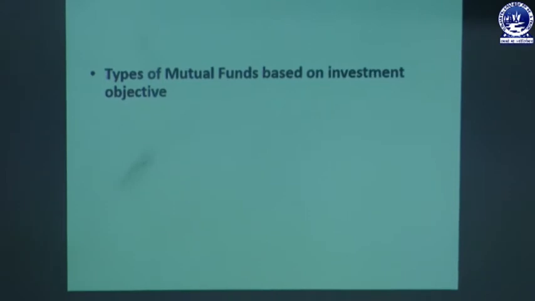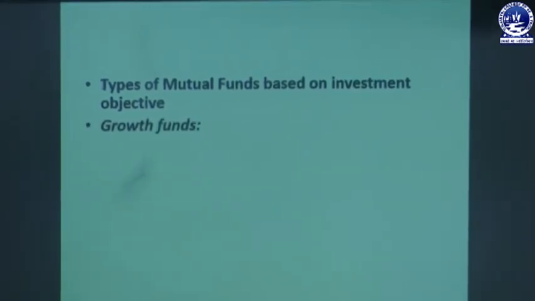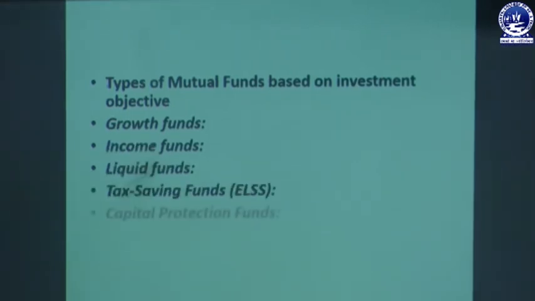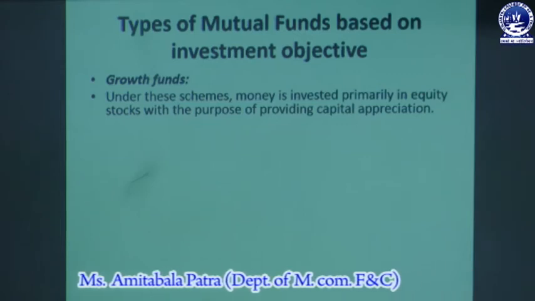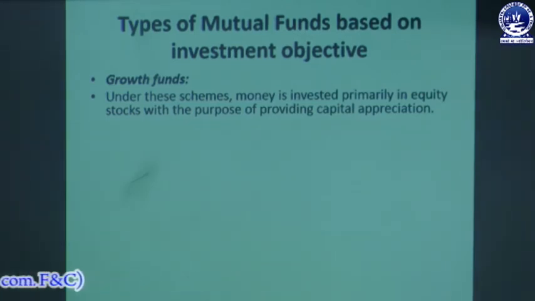Apart from that, we have other types of mutual fund based on investment objective. So what is the objective of our investment? On the basis of that, we have different mutual fund types, and those are the growth funds, income funds, liquid funds, tax saving funds, capital protection funds, fixed maturity funds, and pension funds. So these are the various types of mutual funds available on the basis of the investment objective, that is, on the basis of the objective of the investor.